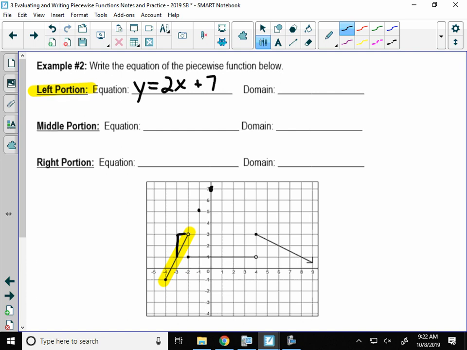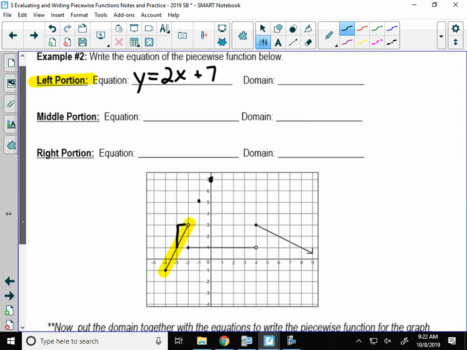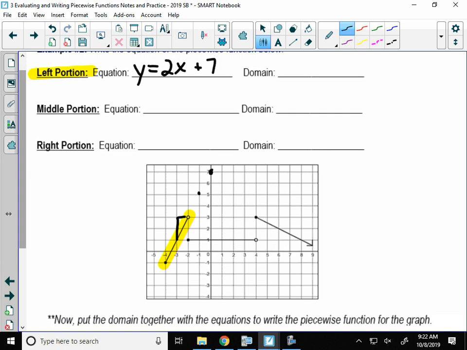Now that piece is a segment. So I have 2 pieces to my domain. Looks like I start at -4 with a closed dot, put my x in the middle, and my domain ends at -2 with an open dot.